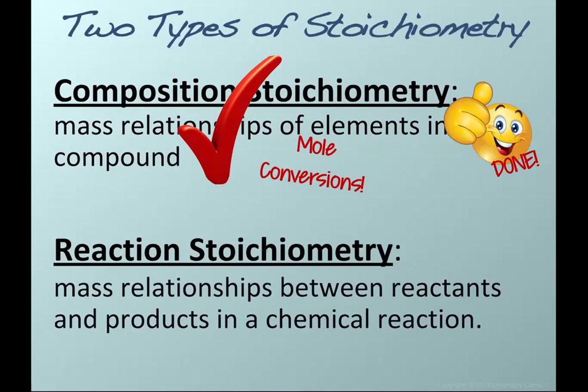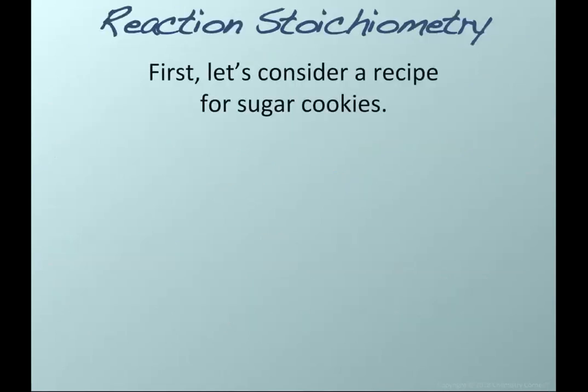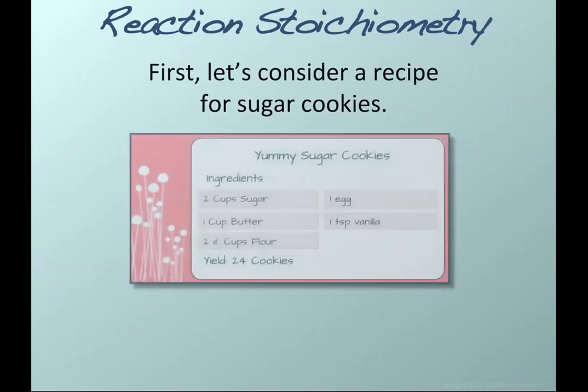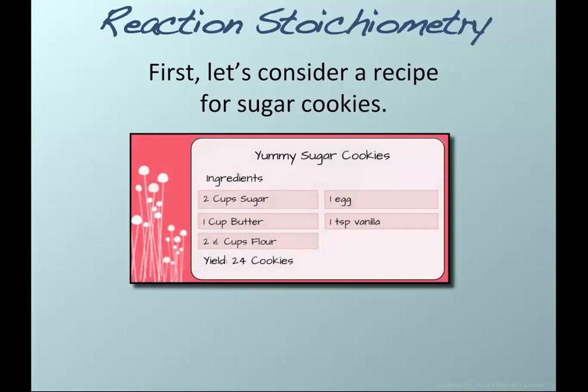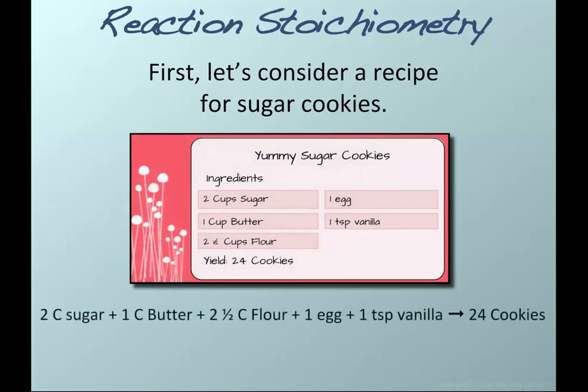Now you know chemical reactions, so we can do this kind now. So let's see how this goes. First, let's consider a recipe for sugar cookies. Okay, this isn't on your notes. This is just to show you what we're gonna do. Here's a recipe. 2 cups of sugar, 1 cup of butter, 2.5 cups of flour, 1 egg, 1 teaspoon vanilla, and 24 cookies. Okay, so we could kind of write it as a chemical reaction. You're gonna add all these things together and it's gonna yield 24 cookies. Don't try this at home, it's not a real recipe.